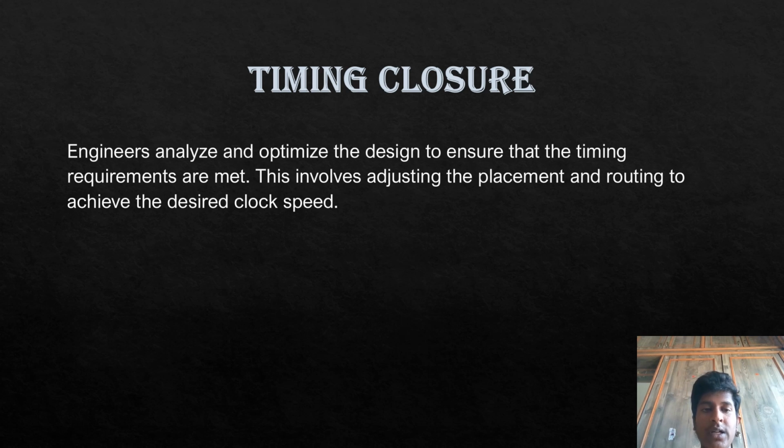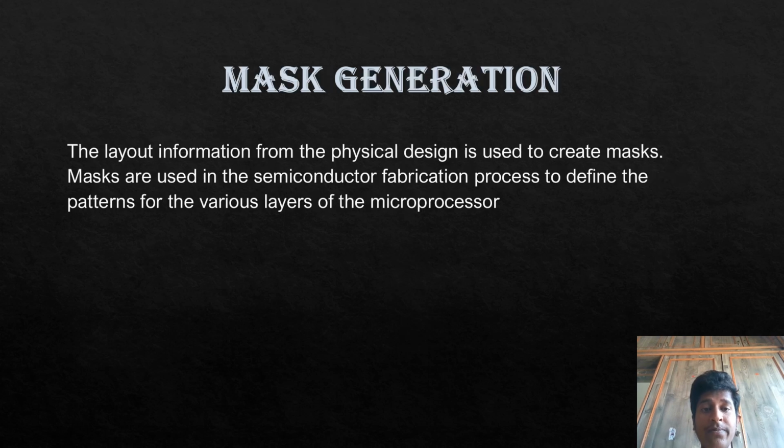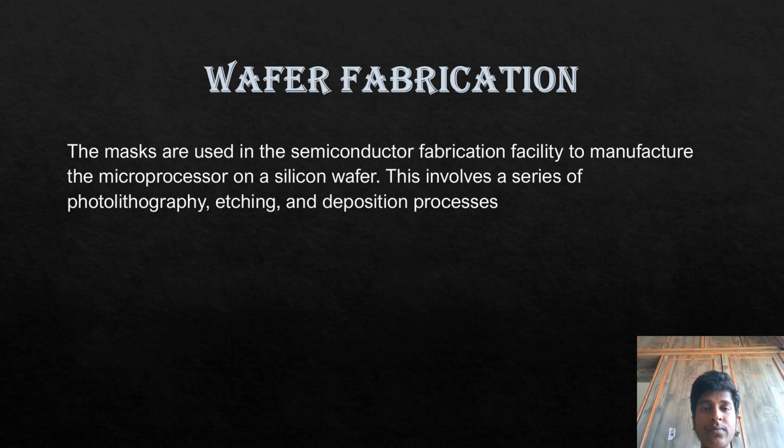Timing closure. Engineers analyze and optimize the design to ensure the timing requirements are met. This involves adjusting the placement and routing to achieve the desired clock speed. Mask generation. The layout information of the physical design is used to create masks. Masks are used in the semiconductor fabrication process to define the pattern for various layers of the microprocessor.